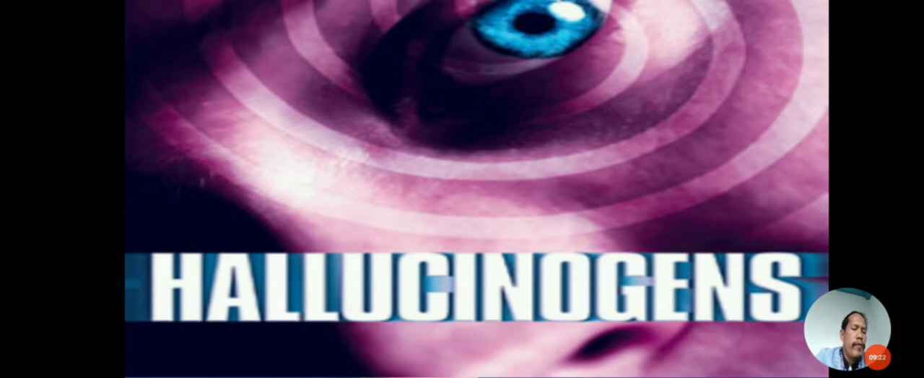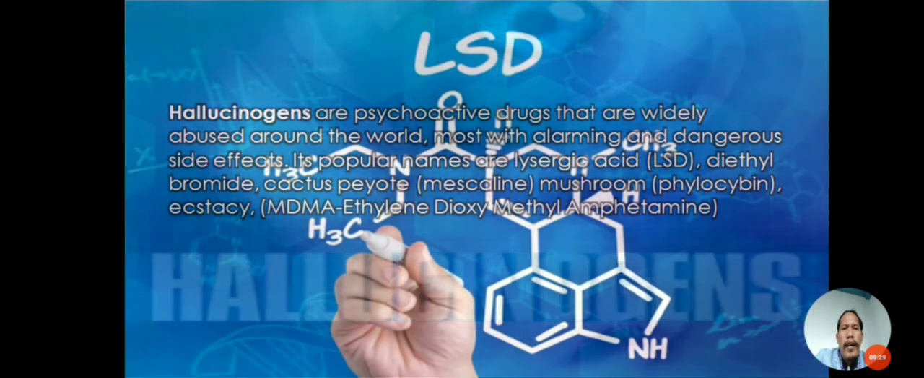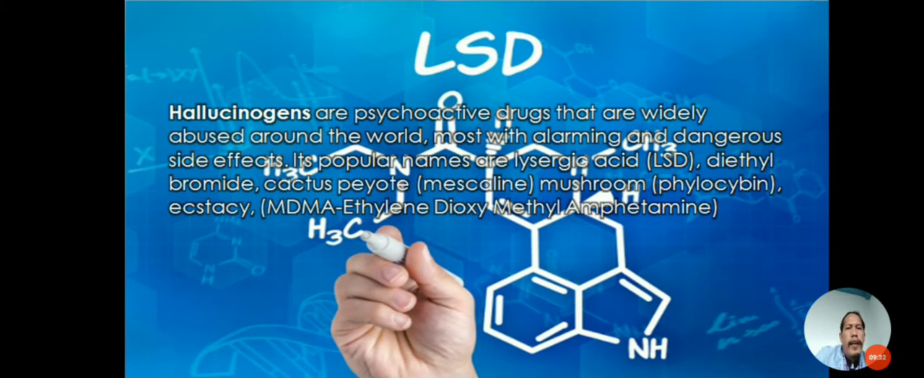So how can you take it in? Hallucinogens are swallowed as pills, capsules, or liquids, injected, or smoked. Another area of LSD is about the psychoactive effects of hallucinogens. These drugs are widely used around the world, most with alarming and dangerous side effects. Its popular names, as I said, are lysergic acid or LSD and diethyltryptamine, and so on and so forth.